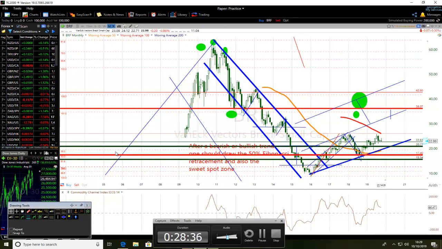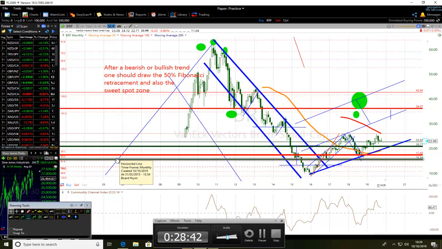Traders are talking about how, after a bearish or bullish trend, one should draw the 50% Fibonacci retracement, also the sweet spot zone. How to avoid the Fibonacci sweet spot, the biggest trading mistake, like a pro.